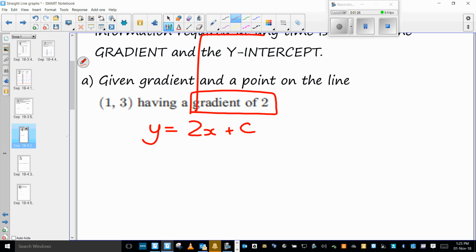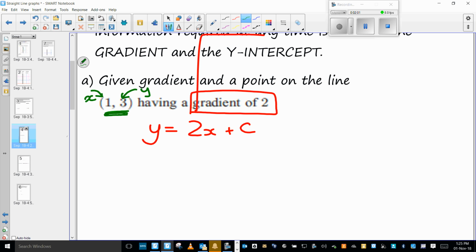Now, they've told us it goes through this coordinate. What does this first number tell us? The value of x. And this tells us the value of y. These values change depending on what the rule is. But for this particular equation, one of my values of x is 1 and its corresponding value of y is 3. Which means I can stick those two values in place of the x and the y.